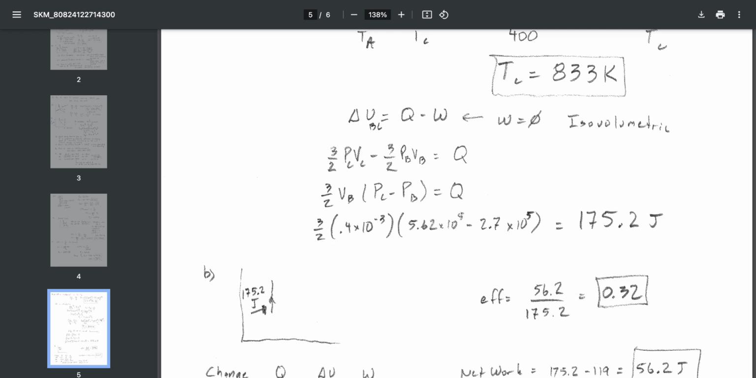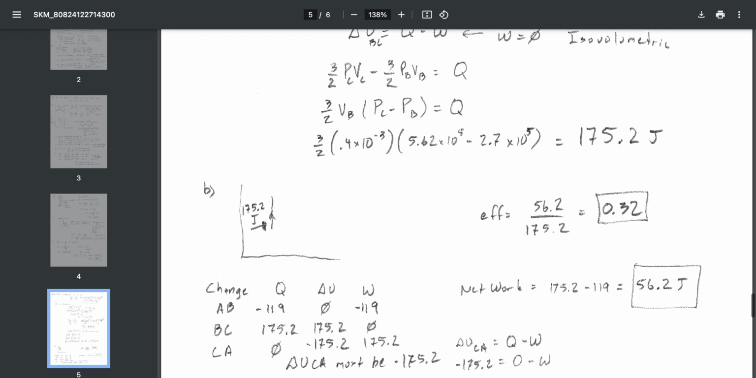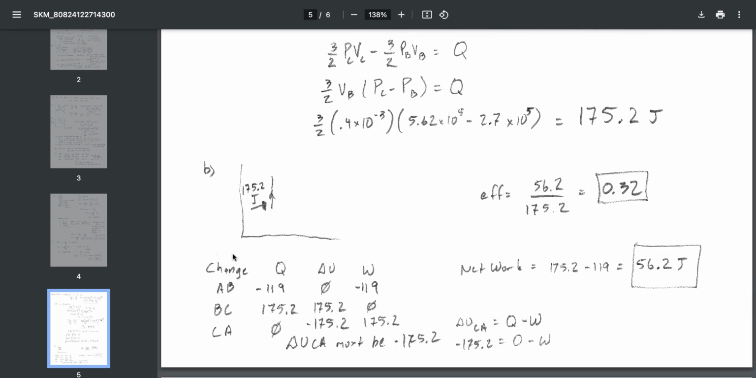Oh, the work done in compressing the gas is 119. So find the net work done. Again, I made this little chart right here because I was dealing with a cycle. And so when I worked all this out, I found that my change in internal energy was negative 175.2. So that must mean on CA, because CA was my adiabatic, my Q was 0 there.